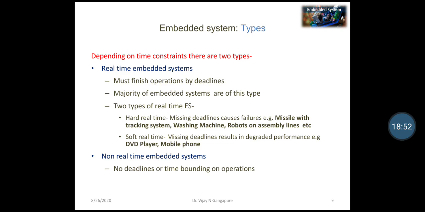So while using a mobile phone, if you dial a particular number, sometimes it takes a long time, but that does not matter. Missing that deadline just degrades the performance of that embedded system. Such embedded systems are called soft real-time embedded systems. The second major category is non-real-time embedded systems, in which there is no deadline or time bounding on operation. Such embedded systems are under the non-real-time embedded system category.